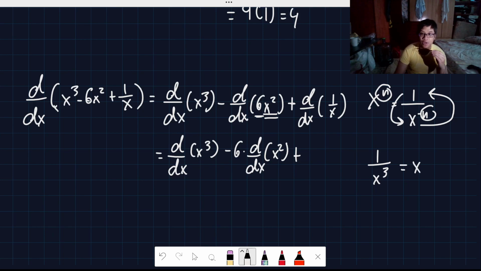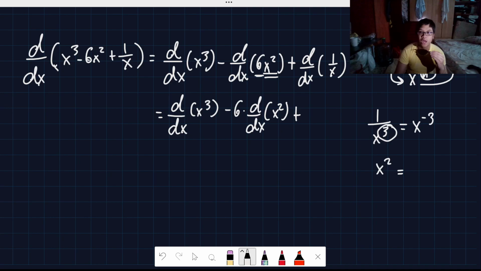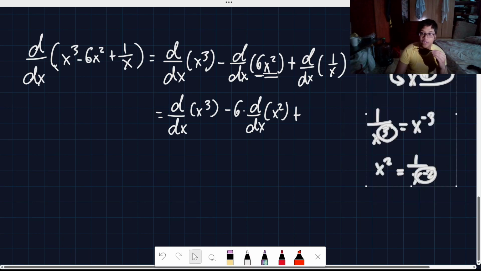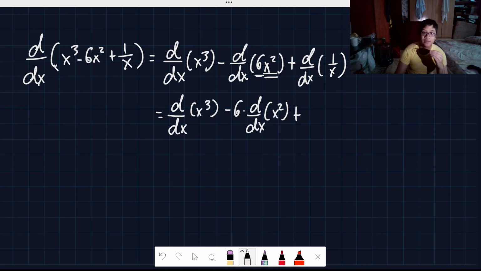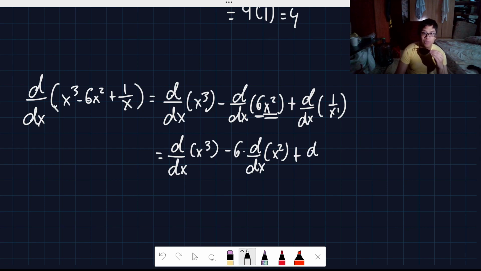So we have x, but the sign of the exponent will be changed. So this would be negative 3. All right? Another example, we have x squared, but we want to bring it down. So we will have 1 all over x raised to negative 2. So basically, if you're going to put it up, change the sign. So here we have x, which is just the same as x raised to 1. If you're going to bring it up, you will have the derivative of x raised to negative 1.